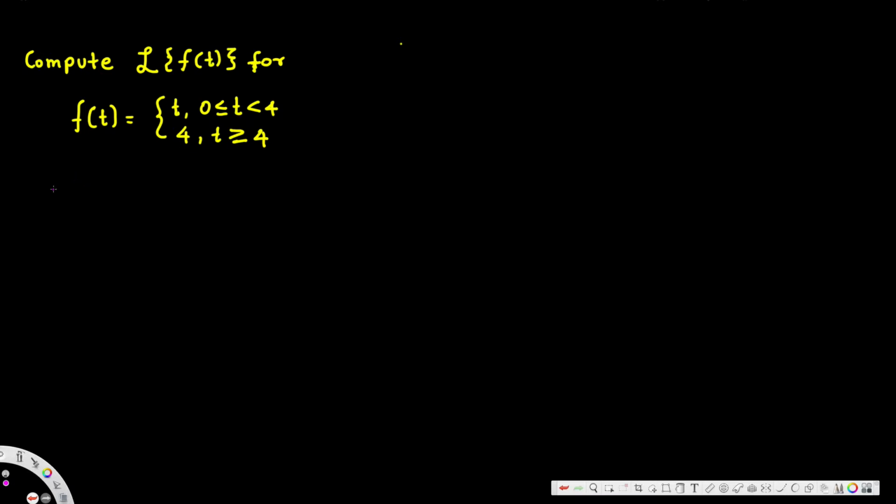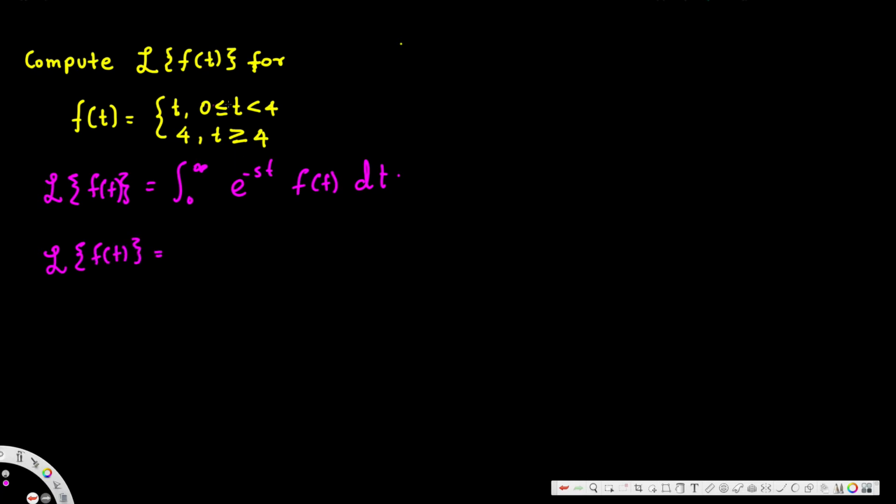Usually whenever we try to find the Laplace transform, this is the generic equation we use. The Laplace transform of a function is equivalent to the integration from 0 to infinity of e to the power negative st times f of t dt. Now in this case, based on the piecewise function, we just have to set the limits. That's the only thing. So for this one, it's going to be like this: the Laplace transform of f of t.